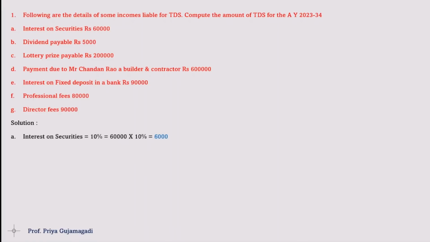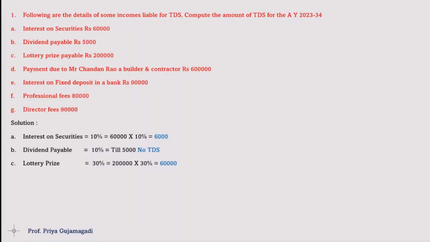First one, interest on securities, 10% on 60,000, that is 6,000. So 6,000 is payable. There is no threshold limit for interest on securities. So 6,000 is deducted as TDS. Dividend payable 10%. So we know the rules for dividend. Up to 5,000 there is no TDS deductible for a dividend. So no need to calculate, we can directly write that no TDS up to 5,000 rupees.